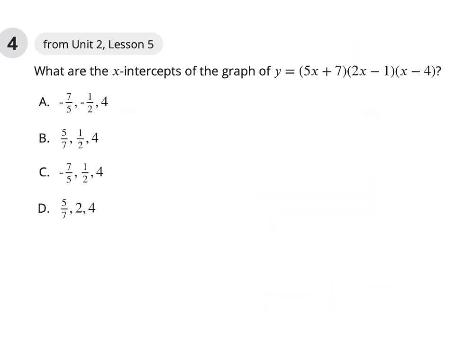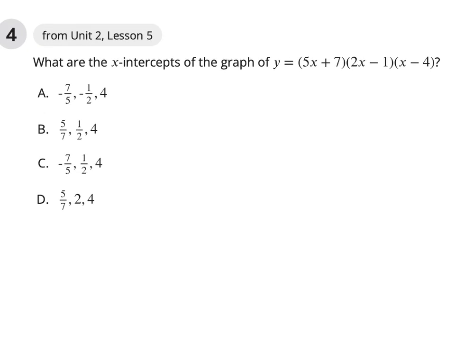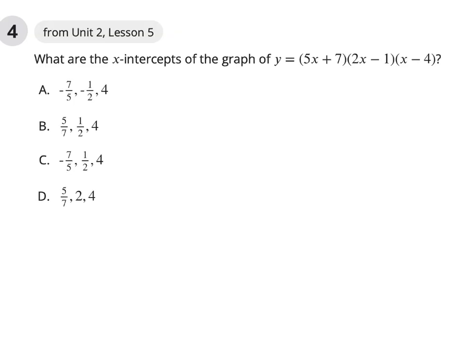Okay, looking at problem 4, what are the x-intercepts of the graph of y equals this? So set each factor equal to 0. Subtract 7, 5x equals negative 7. Divide by 5, x equals negative 7 over 5. I got 2 with negative 7 over 5, so let me get to the next one.